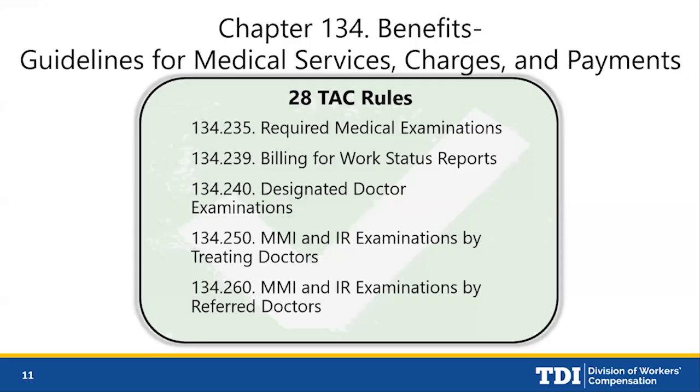And then next, in Chapter 134, each doctor role is going to have its own rule for the maximum medical improvement and impairment rating exams that they do. So 134.235 is a rule for RMEs, or required medical exams. And then 134.239 has one job, and it addresses how you are not allowed to bill for work status reports separately if they're completed as part of an ordered exam. So think about those exams ordered for designated doctors and RME doctors.